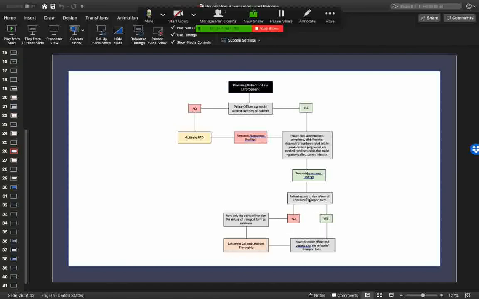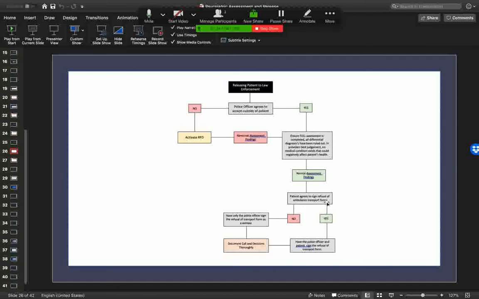The patient agrees to sign the refusal of ambulance transport form. So even though we're releasing them, we'll still give them the option of going by ambulance. We're still going to offer that. If the patient wants to go by ambulance, they get to go by ambulance. The officer will go with them to the hospital in the ambulance.